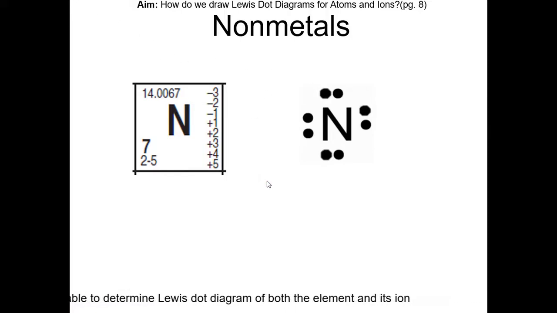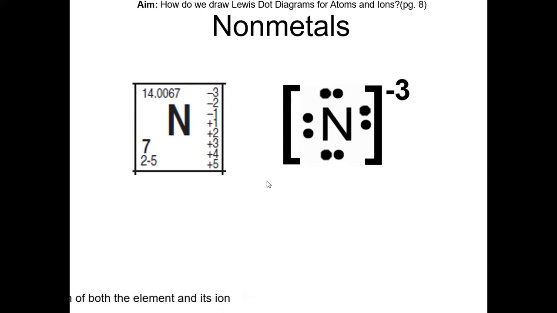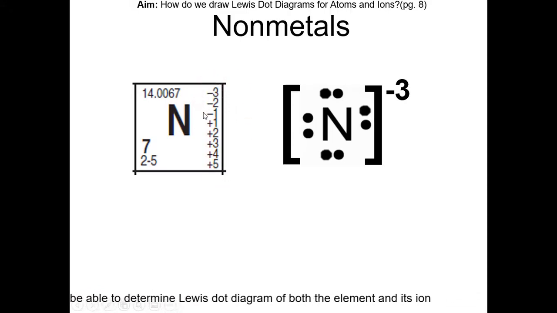Now nitrogen is an ion, but what's the charge of this ion? Since it gains 3 electrons, the charge is -3. So we're going to put brackets, then the charge. On the periodic table, it's very easy to determine the charge of each element. You see a list of charges. It's just the first one.